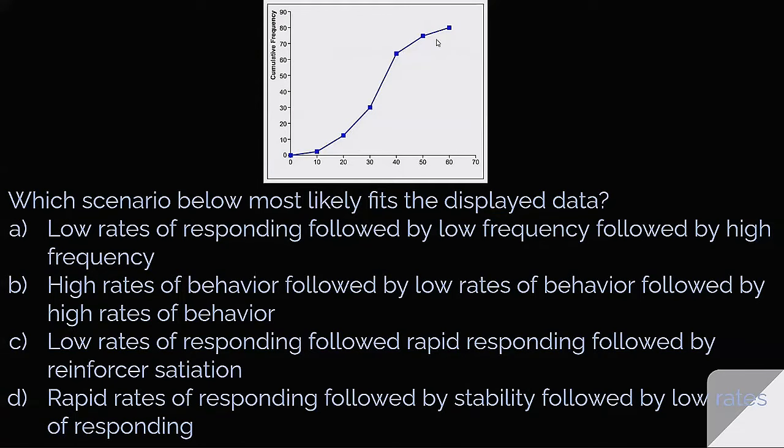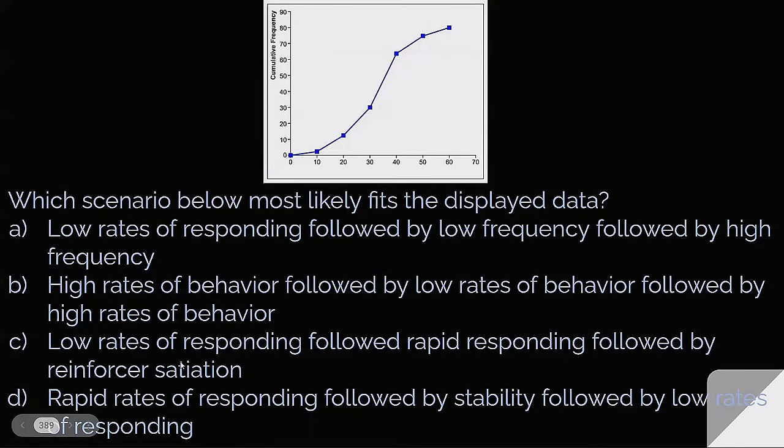Then they're higher rates, and then they're lower rates. And that isn't exactly an answer. So we have to find the one that's right. Are there A, low rates of responding? Yep, followed by low frequency? No, not really. This is the part where A isn't right. B, apparently nobody liked B anyway, but high rates of behavior? No, not at the beginning. That's not really where the highest rates of behaviors are. So I agree with you, B's not good.